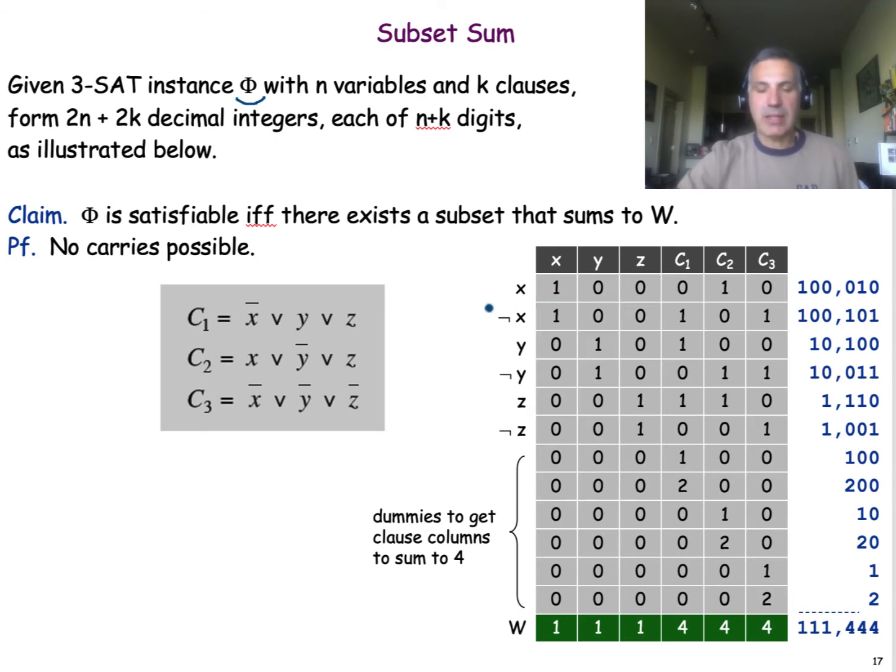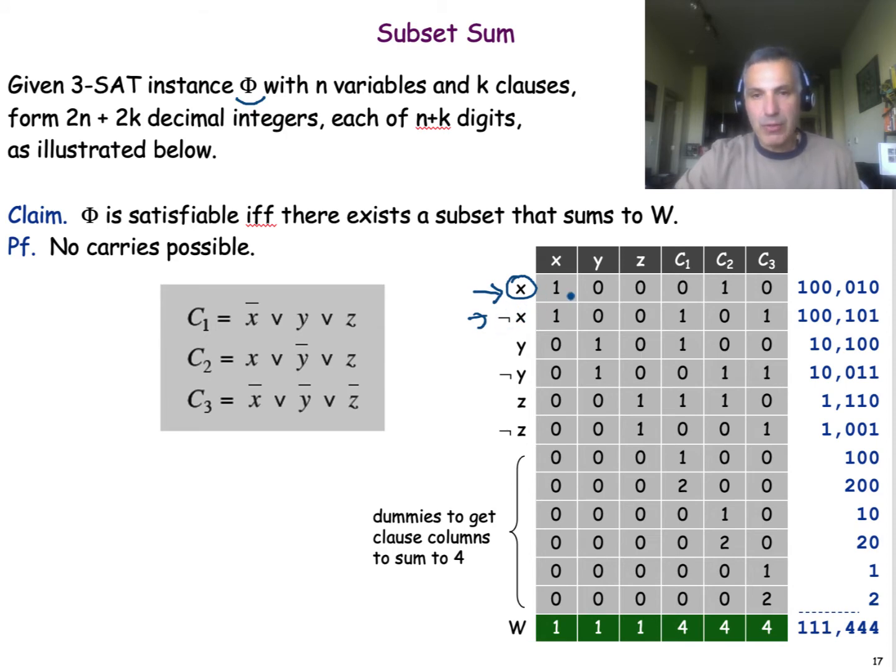The first point is that in a 3-SAT expression that is satisfied, each variable has to be either true or false. It cannot be both, right? So it will be that we either select this number, the number that corresponds to x, or this number, the number that corresponds to x bar.